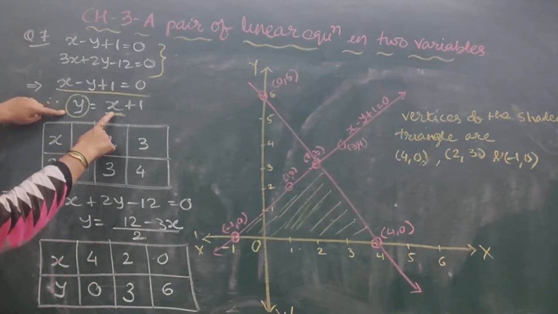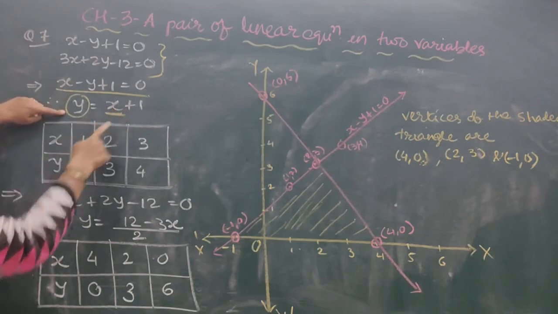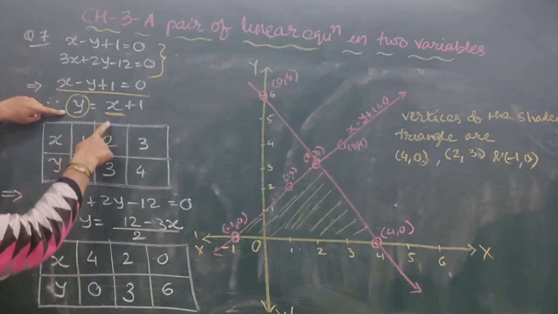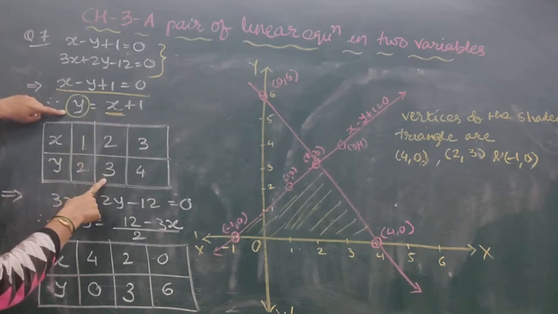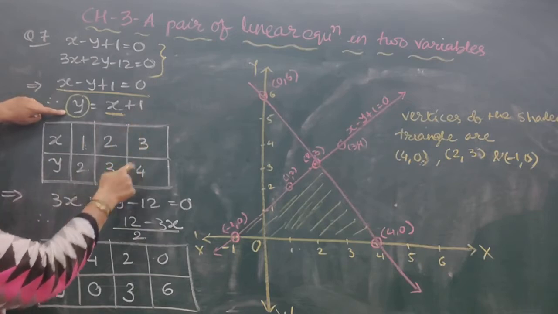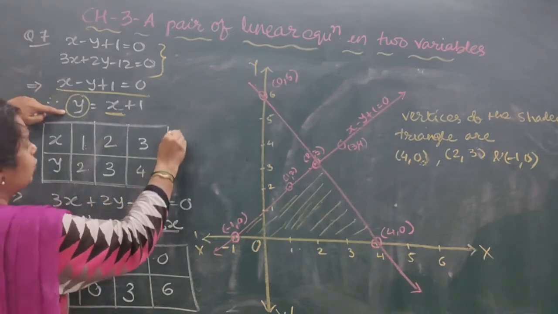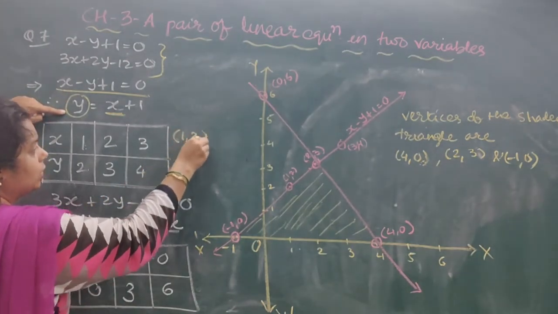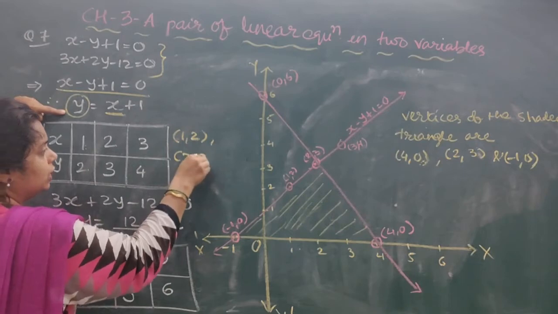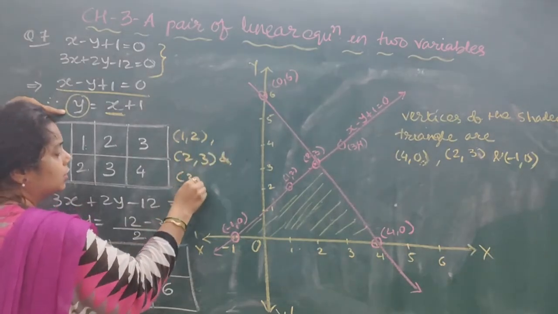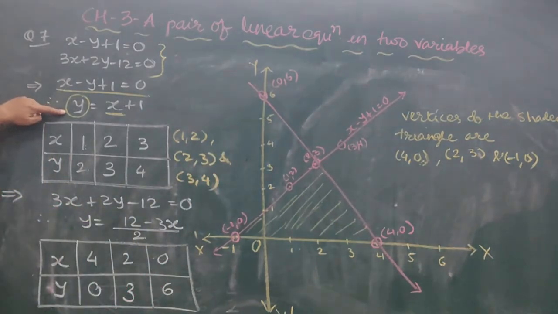So for this, if I put 1 here, 1 plus 1 is 2. If I put 2 here, 2 plus 1 is 3. And if I put 3 here, 3 plus 1 is 4. So finally for this particular linear equation, I got the points, and those points are (1, 2), (2, 3) and (3, 4). Is it clear?